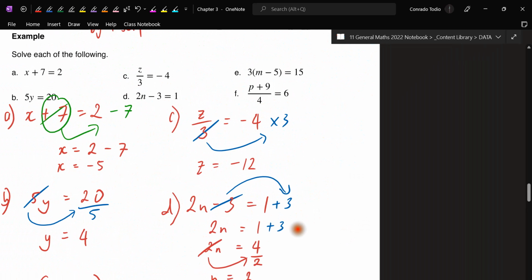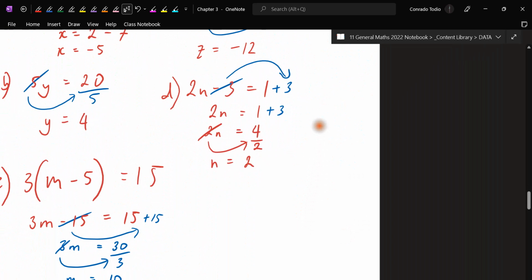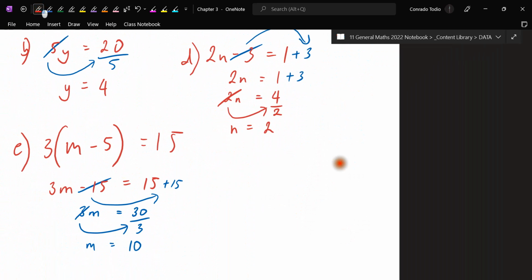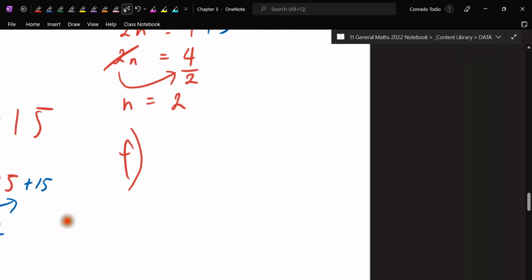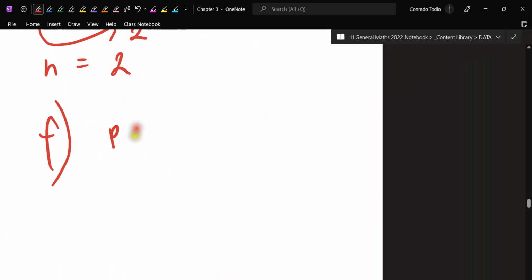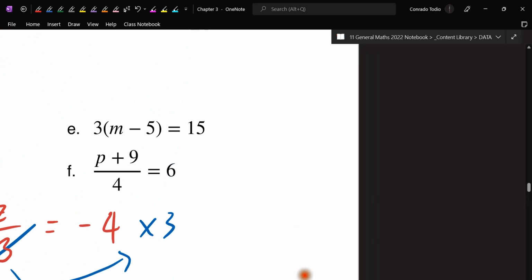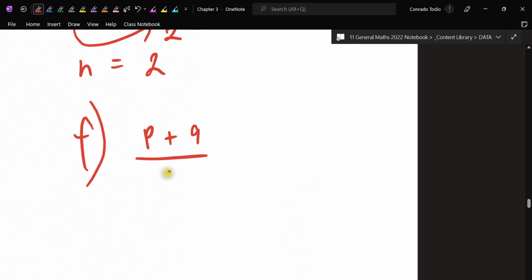All right, last one. p plus 9 over 4 equals 6. All right, so p plus 9, what was it, over 4? Over 4 equals 6. Okay.